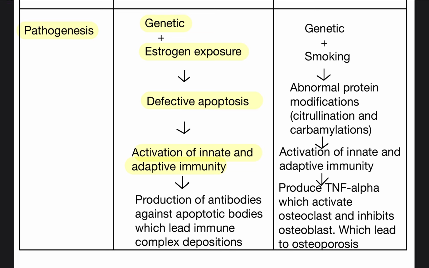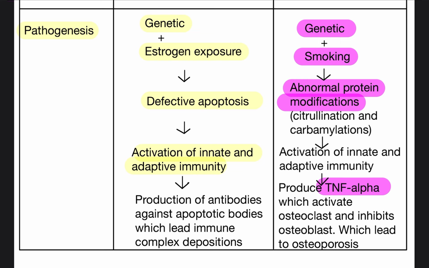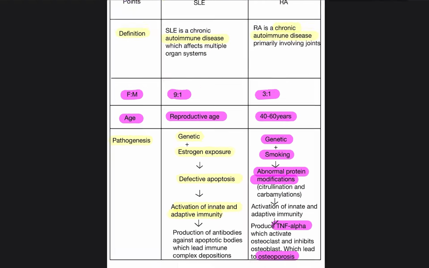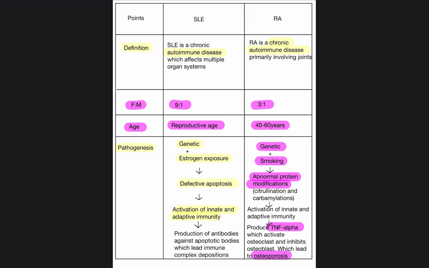Now we are going to study the pathogenesis of rheumatoid arthritis. It's almost the same. First there is a genetic factor, then the person smokes. This leads to abnormal protein modification. The problem is in citrullination and carbamylation. Again, this leads to activation of innate and adaptive immunity. This leads to release of TNF alpha, which activates osteoclasts and inhibits osteoblasts, which leads to osteoporosis. So what all did we understand on this page? Definition, female to male ratio, age and pathogenesis.